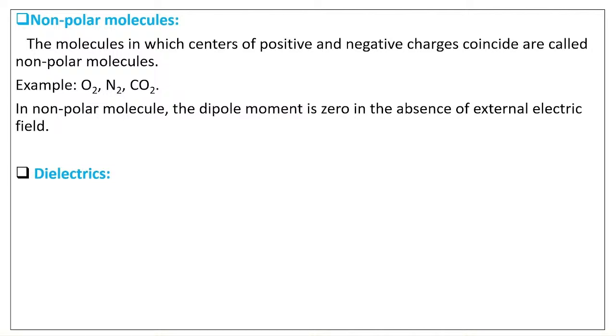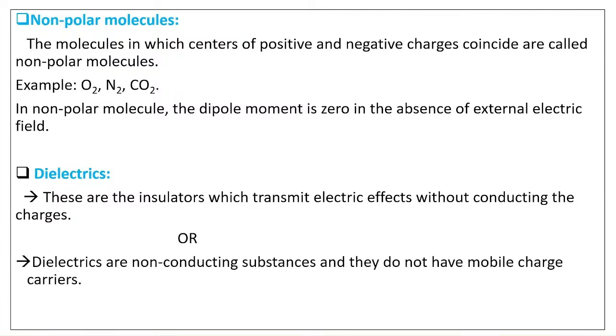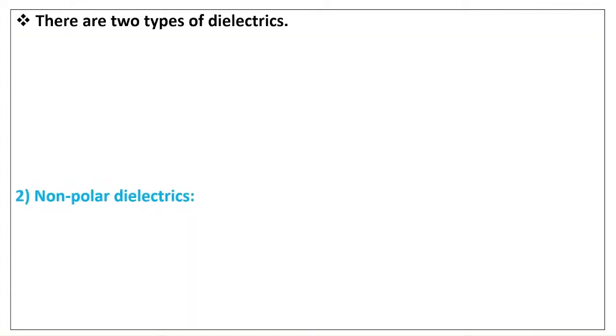Next, dielectrics. These are the insulators which transmit electric effects without conducting the charges. Or, dielectrics are non-conducting substances and they do not have mobile charge carriers. Example, paper, mica, ceramics, pure water, oxygen, etc.